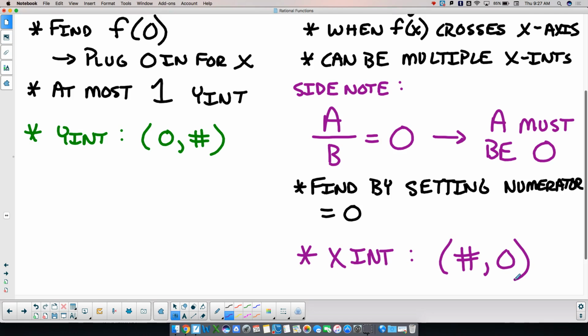So now I want you to skip a lot of space because we're going to skip steps 5 and step 6. So we're going to go to step 7.